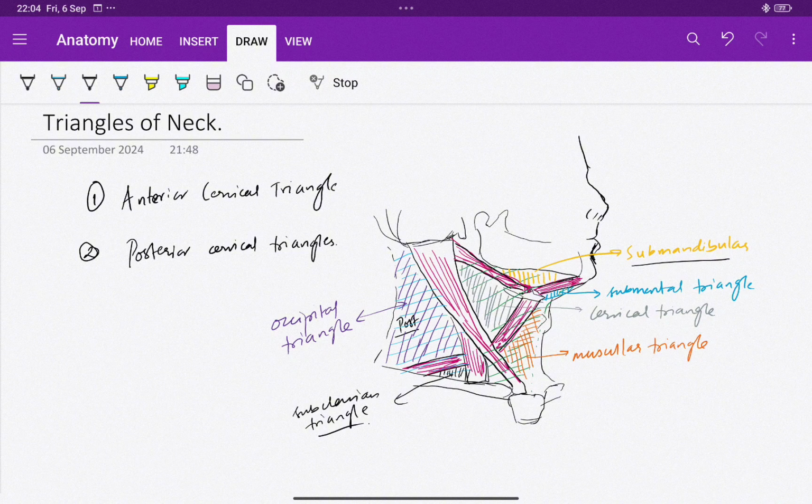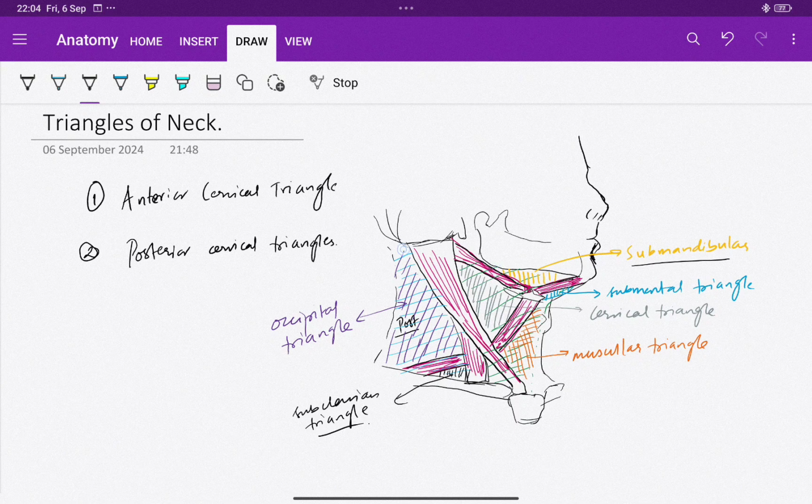So it is very important for us to clear the specific lymph nodes in these triangles, and the levels of these lymph nodes are also classified by the different triangles. Okay, so in this small video, I'm going to show you the different triangles of the neck.